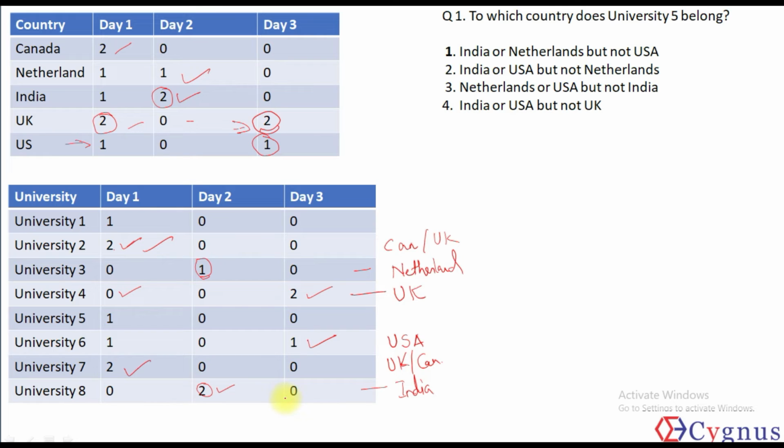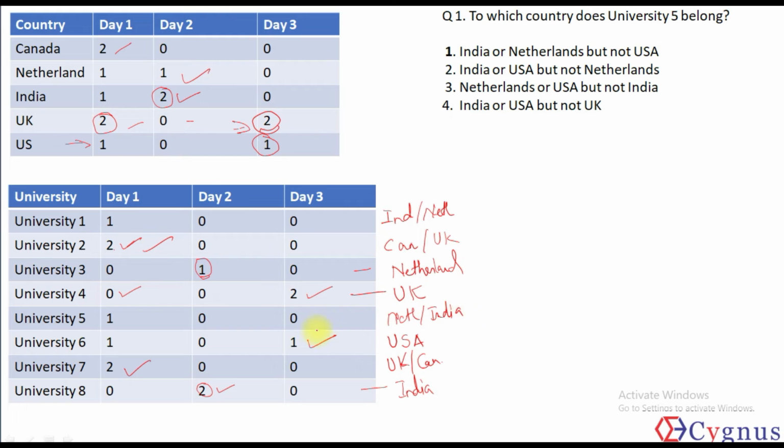If you look at the total number of visitors from India on day 1, it is 1, and university 1, the number of visitors is also 1. University 5, the number of visitors is also 1. Same is the case with Netherlands, 1, 1. I need to match this 1, 1 with university 1 and university 5. So I am not sure, so I can say that there will be 2 cases. University 1 belongs to either India or Netherlands. Similarly, this will become Netherlands or India.